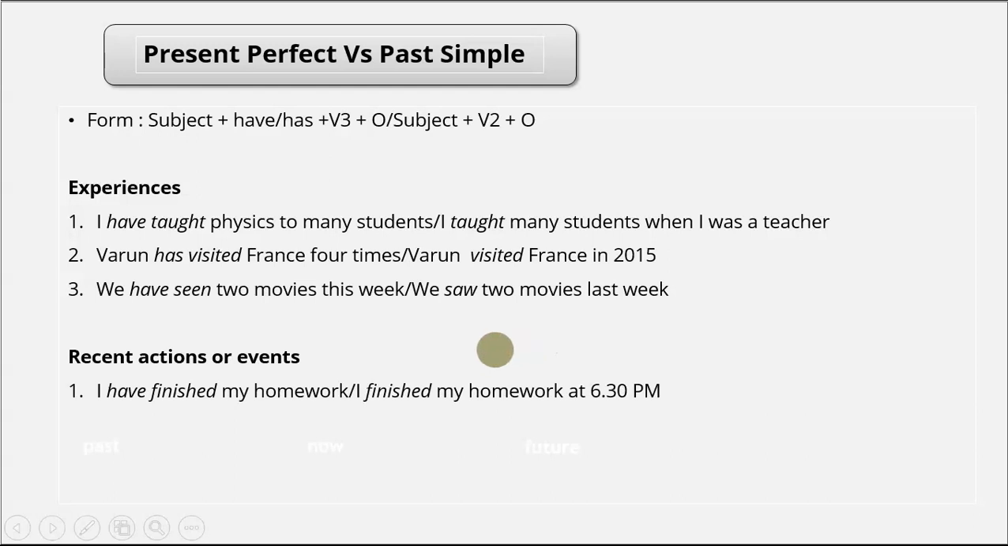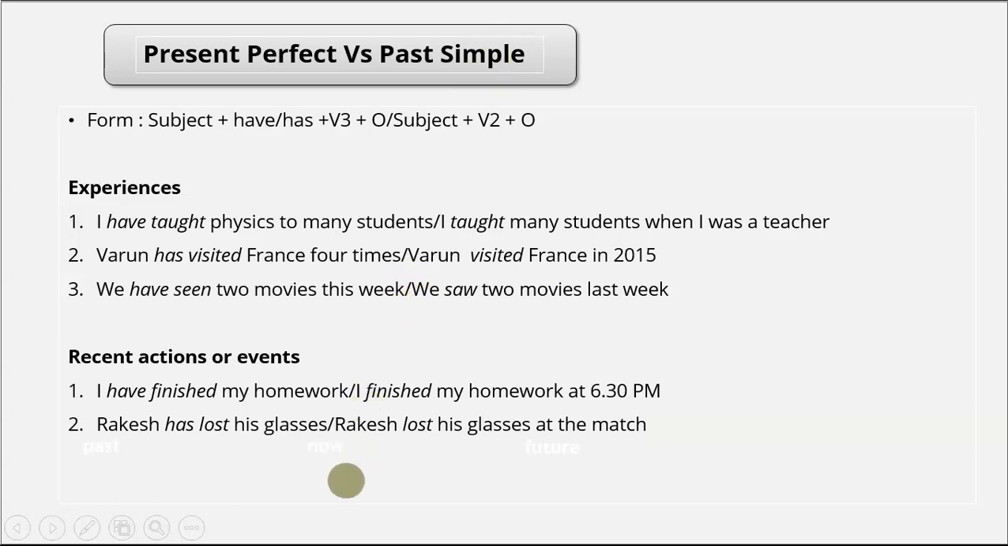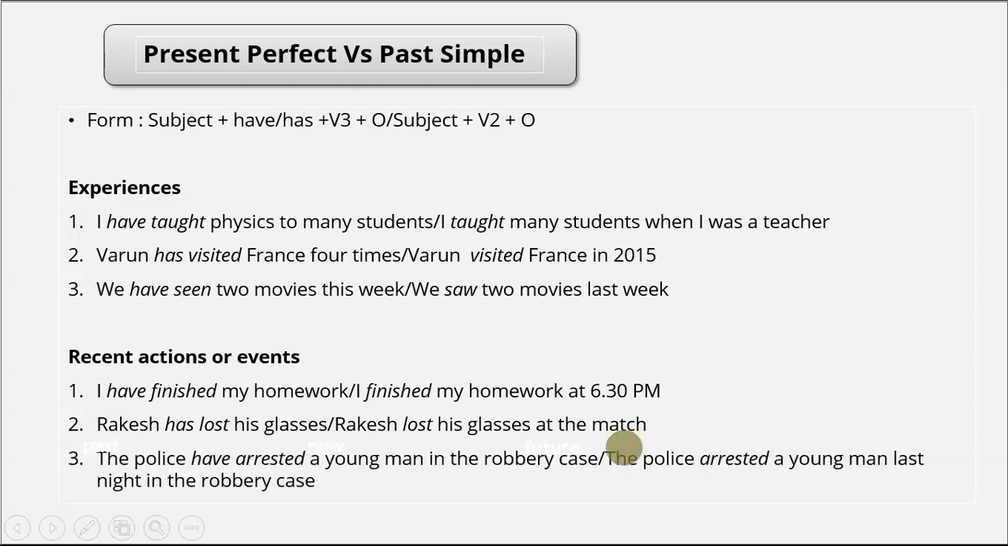Let's talk about recent actions or events. I have finished my homework. Present perfect. We talked about it. I finished my homework at 6:30 p.m. A specific time. Past simple. Rakesh has lost his glasses. Present perfect. Rakesh lost his glasses at the match. We are specifying where he lost his glasses. He lost his glasses at the match.